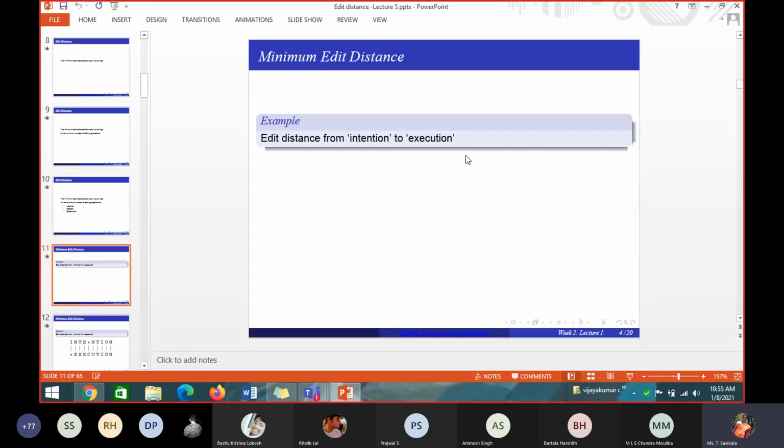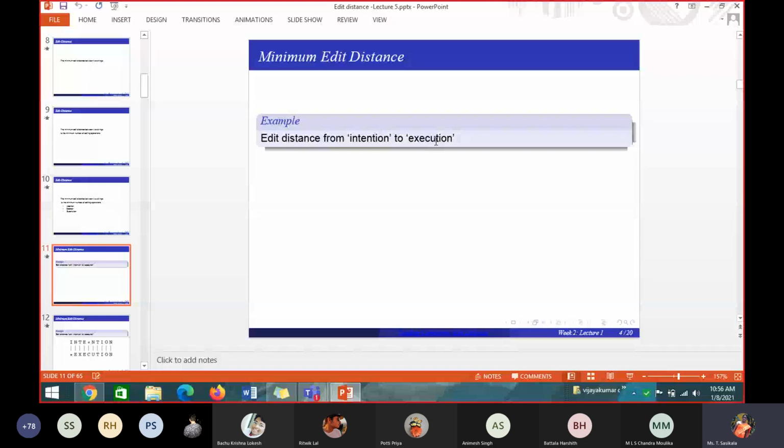What will the first string be? Whatever we have typed will be the first string, and what has to be the correct one will be the second. Those are the close words. I have typed intention, and the close word for intention I have written as execution. So they are asking you to calculate the edit distance from intention to execution. If I want to do a spelling correction, I want to change the word from intention to execution. How can I change it using an edit distance measure?